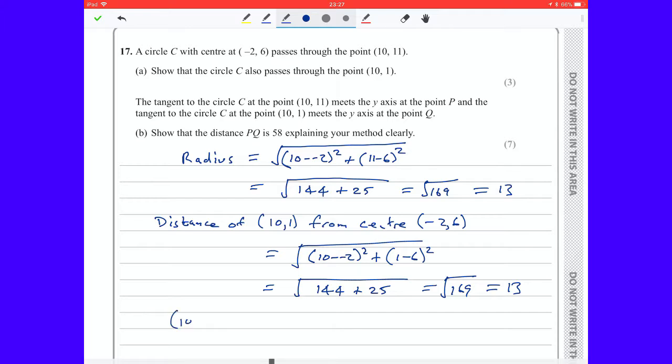So 10, 1 is 13 units from centre and so on the circle.